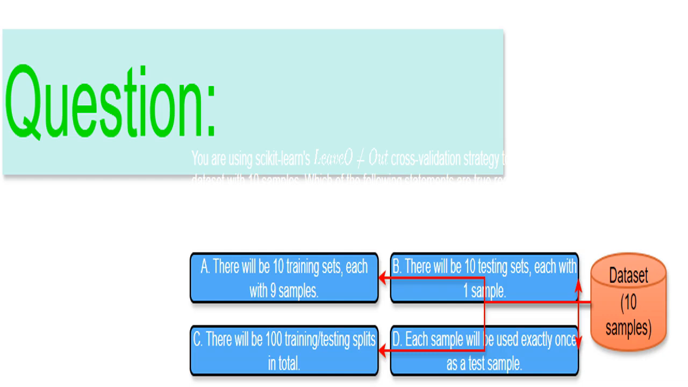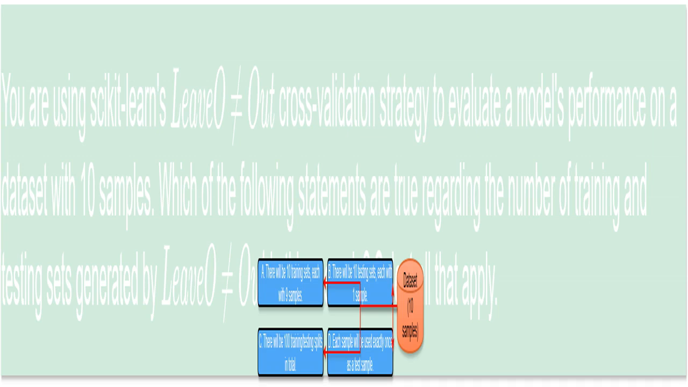Here's the core of the problem. I'm using Scikit-learn's LeaveOneOut method to check how well my model performs. Scikit-learn is a popular Python library for machine learning. LeaveOneOut is a specific way of splitting data into training and testing sets that ensures I use each sample exactly once for testing. I have 10 data points and want to know what happens when I use LeaveOneOut. With LeaveOneOut and 10 samples, I create 10 different training sets. Each set contains 9 samples because one sample is held out for testing.